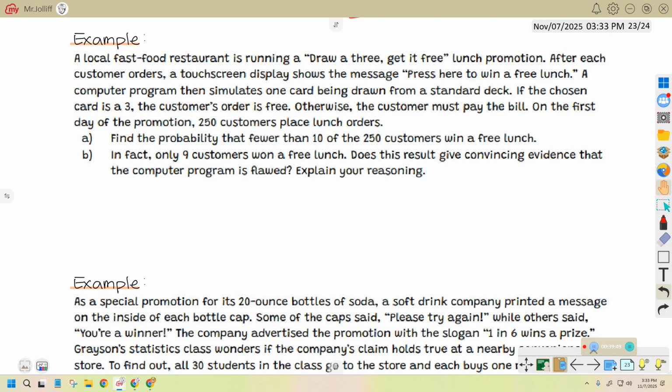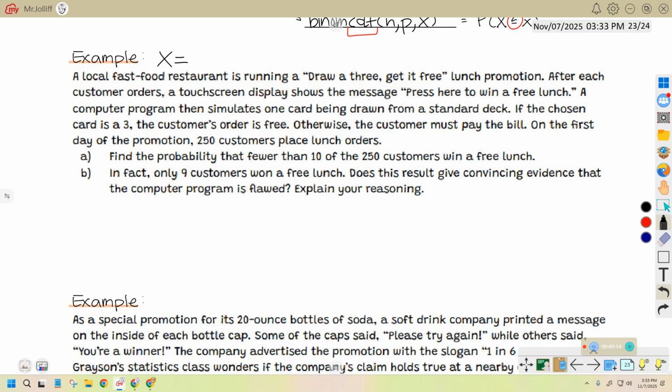So, part A, find the probability fewer than 10 of the 250 customers won a free lunch. Before I touch that, define my random variable, determine its distribution. So, the first question is, what are we keeping track of? These people are going up to this computer, selecting a number. The computer is determining whether they get the free lunch or they have to pay. What are we keeping track of? Number of free lunches. Yeah.